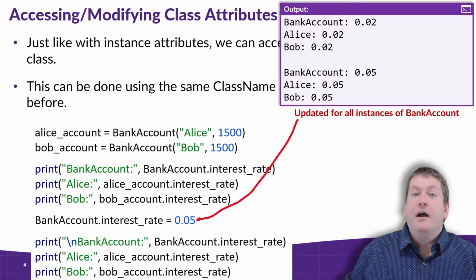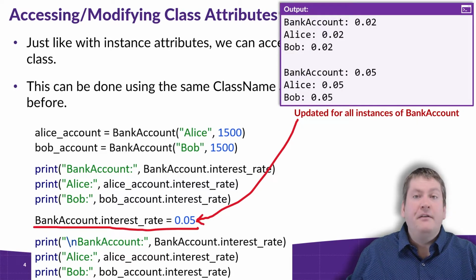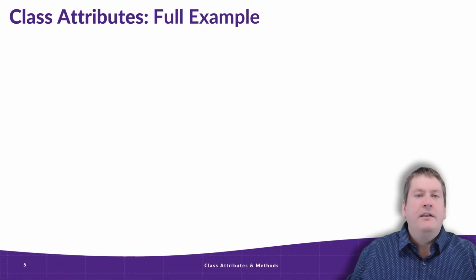For example, in a banking system, you might be updating the interest rate daily or monthly or so on. So to summarize, updating a class attribute updates it for all instances of that class. In this case, we updated interest rate for bank account, and it updated it for all instances of the bank account class. Now let's look at a more in-depth example.